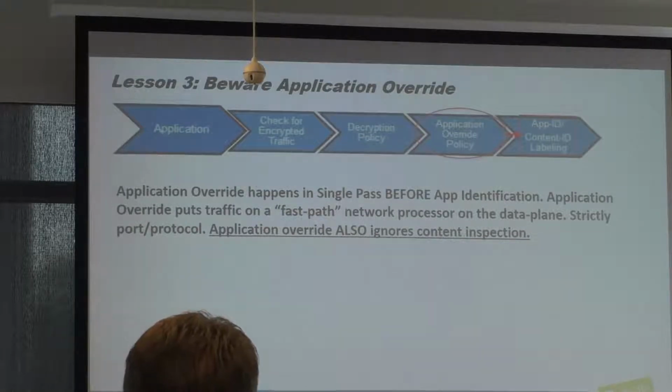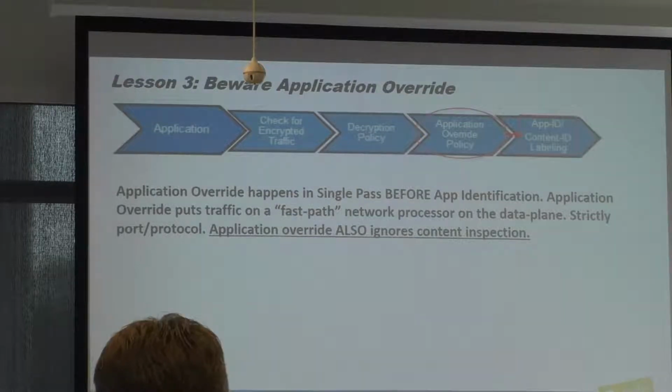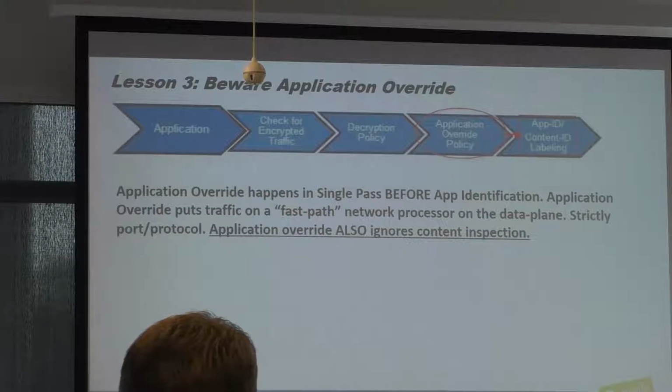So if you've got security profiles like antivirus, anti-spyware, or vulnerability detection, if you're trying to make use of all those features, they will not work on an application override rule, because you are explicitly telling the firewall, I want this application to use these ports. Okay, this is what the application really is. I know better than you, Palo Alto. That's basically what an application override is.